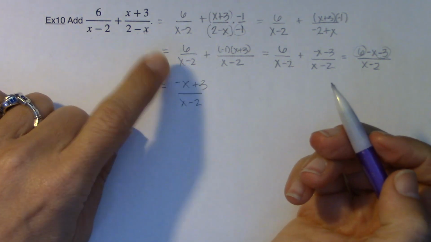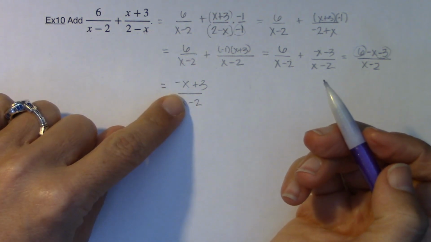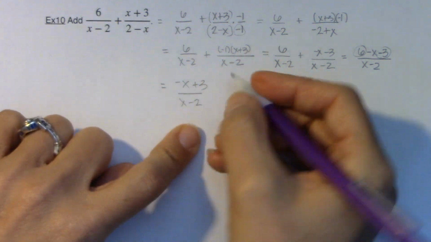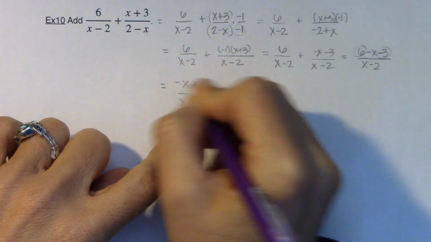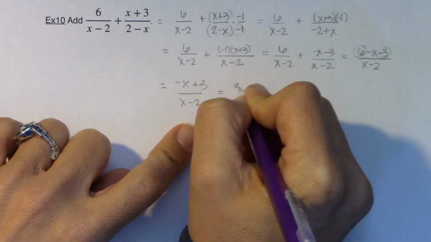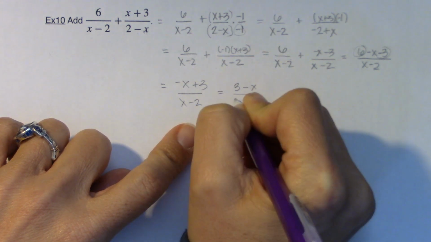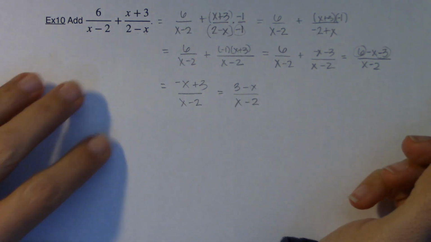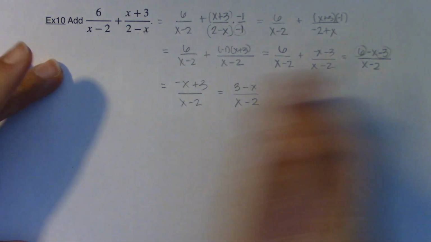And I can't cancel this binomial with this binomial, and I cannot cancel the x's. You can't break up a binomial. If you wanted to, let's say you don't like having the lead negative, you could rewrite this as 3 minus x over x minus 2. So those are two equivalent ways of writing that end game answer.